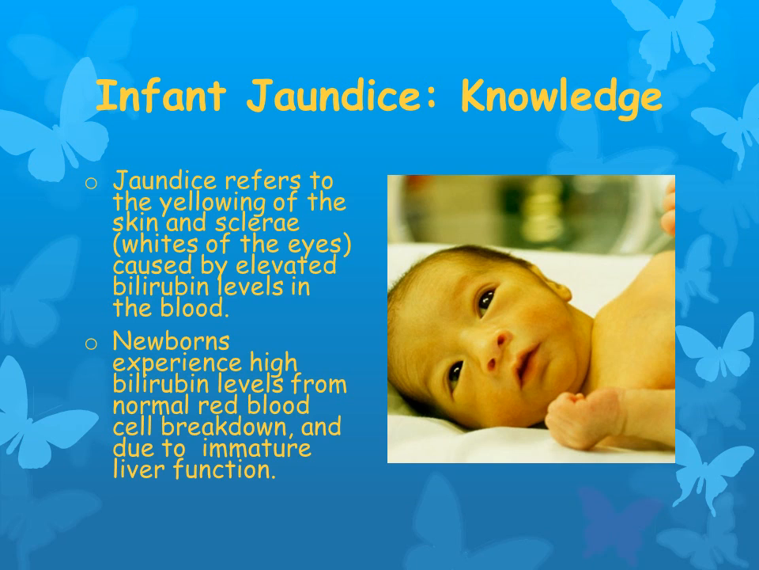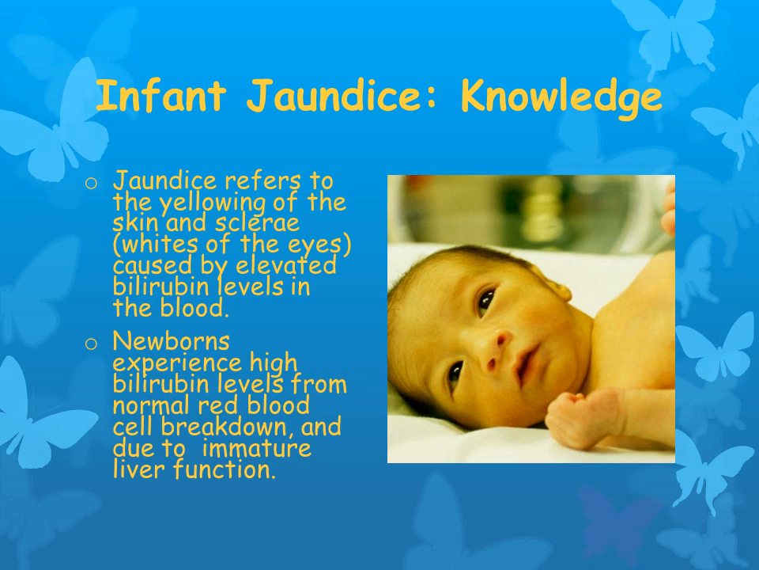Jaundice refers to the yellowing of the skin and the sclera, or whites of the eyes, caused by elevated bilirubin levels in the blood. It is also known as hyperbilirubinemia. Bilirubin is a byproduct of red blood cell breakdown, which is increased in the newborn as they transition from in utero, where they required more red blood cells.